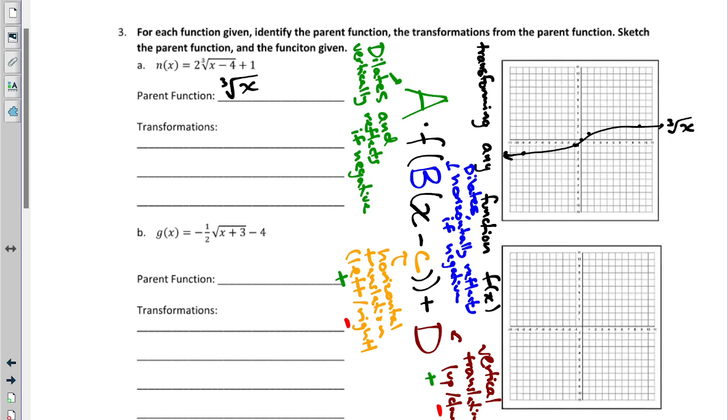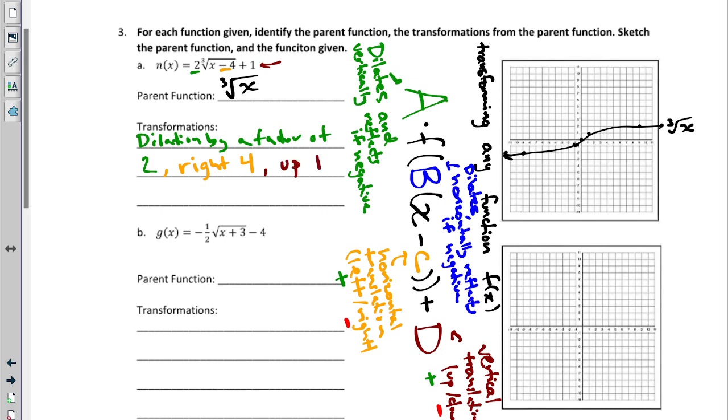But here's the transformations. The first thing is we have a dilation by a factor of 2. That's because of this 2 right here out front. Then we have a c value. It's inside the function. That's how we know it's one of the c values. It's inside the cube root in this case. It's subtracting 4. That means we're going to go right 4. Or you can say translate right 4 units or something. And then at the end here we have a +1. That's my d value. So that means up 1.